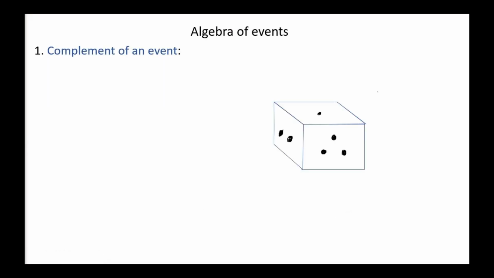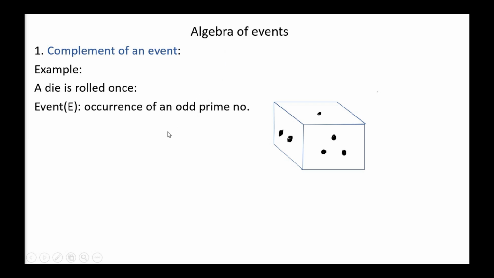Okay, so now let's talk about algebra of events. So here I have already drawn a die. So first we'll understand the complement of an event. So let's take an example of a die. We rolled a die once. So this time we need the occurrence of an odd prime number. So the total number of outcomes are 1 through 6.